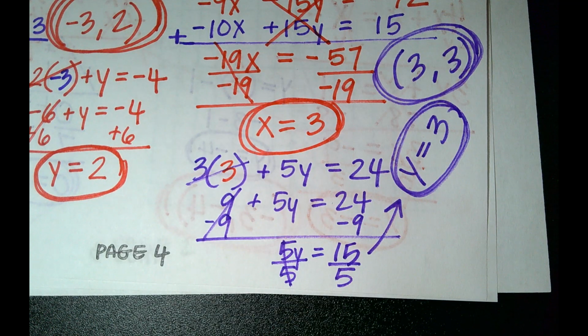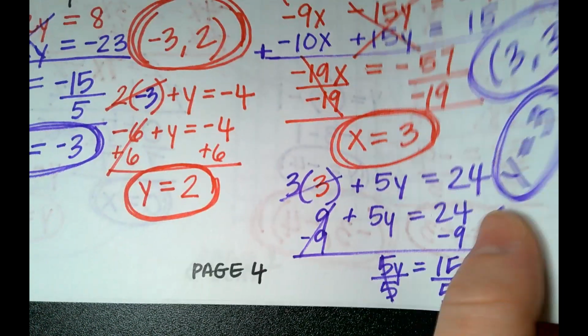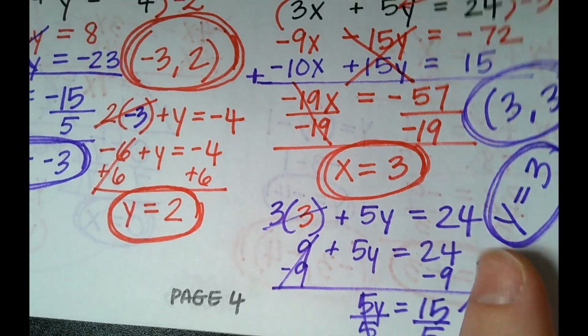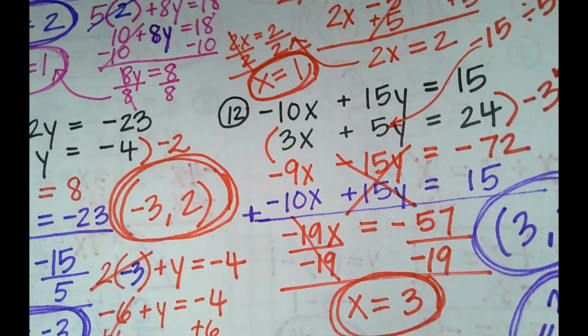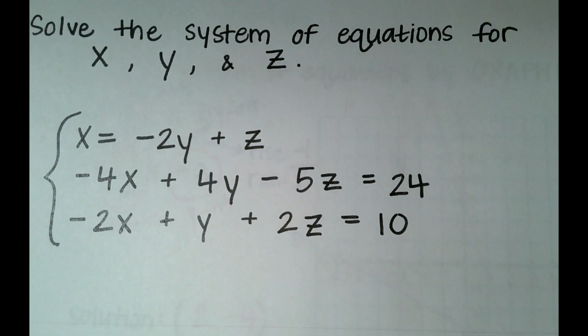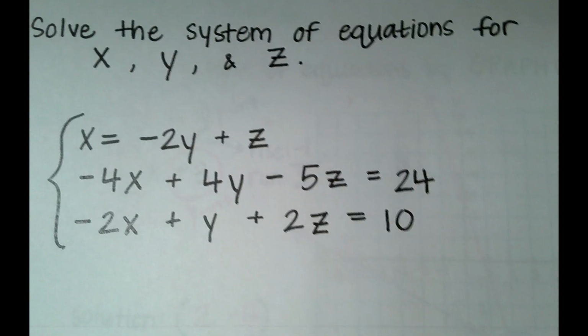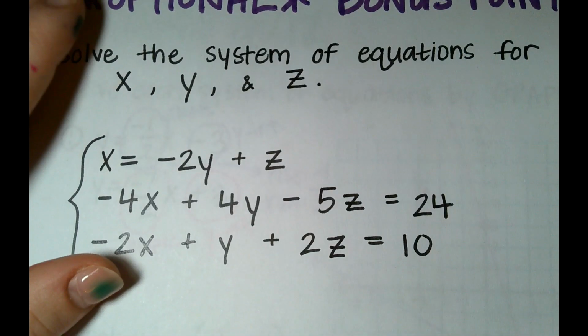Woo! It's a lot. 12 questions doesn't really seem like a lot until we do them. It's a lot of work. Okay. So that is all of the required questions. We do have a bonus. Uh-oh. Now you have a system with 3 variables. Ah, this is possible to do.